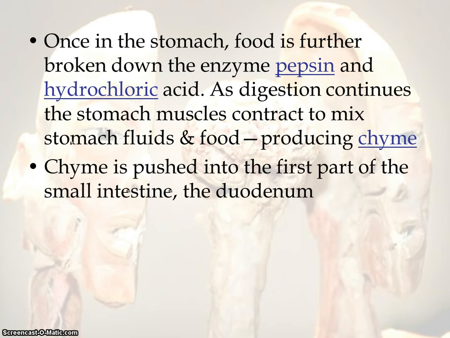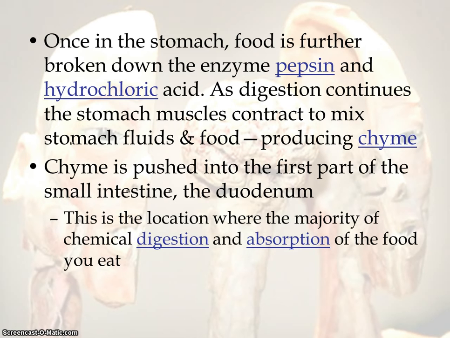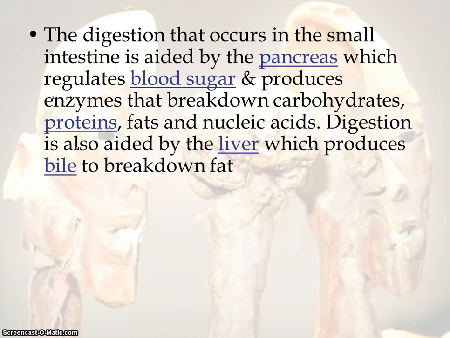Okay, after it enters your small intestine, it passes through the duodenum. The duodenum is where most of the chemical digestion and absorption of the food you eat is going to be located. Okay, then once your small intestine is done with digestion and absorption of nutrients, your pancreas will get involved a little bit to help regulate the sugars, proteins and fats that are absorbed. The liver is also going to aid in helping break down some of those fats by producing bile.